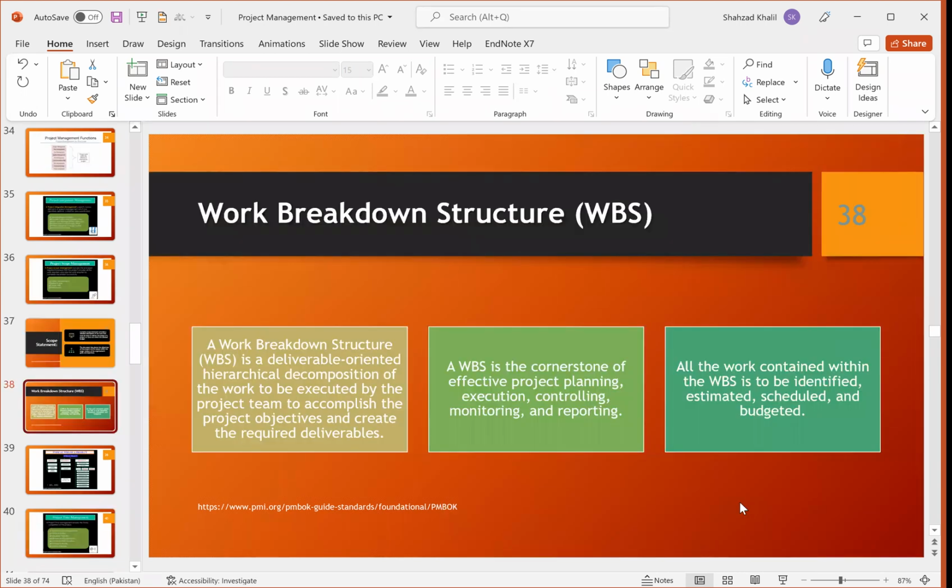Work breakdown structure, WBS. A work breakdown structure is a deliverable-oriented hierarchical decomposition of the work to be executed by the project team to accomplish the project objectives and create the required deliverables. A WBS is the cornerstone of effective project planning, execution, controlling, monitoring, and reporting. All the work contained within that WBS is to be identified, estimated, scheduled, and budgeted.